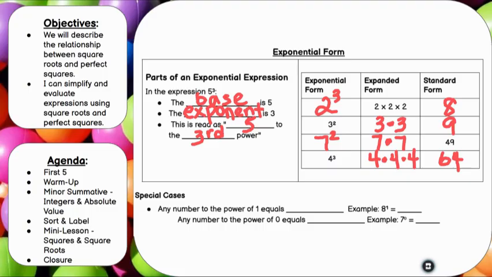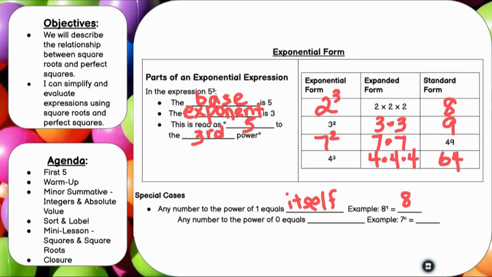Now, there are a couple of special cases when we deal with exponents. The first is any number to the power of 1 always equals itself. So the example here is 8 to the power of 1. The answer would be 8. 16 to the power of 1 would be 16.